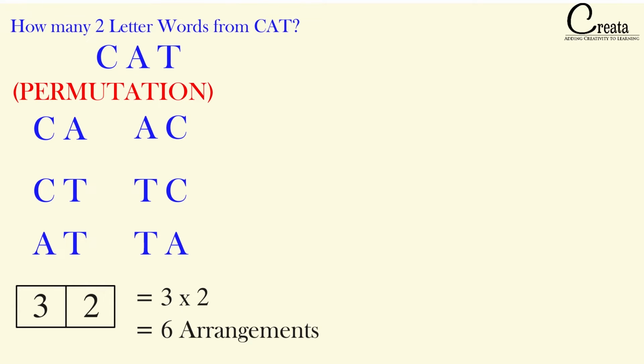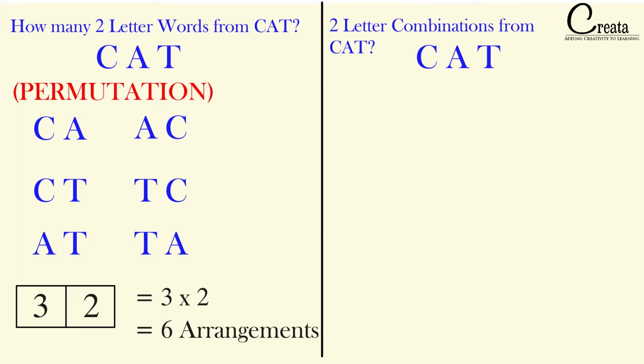Got it? Now let's slightly modify the question. Now the question is, what are the various 2-letter combinations we can form from the 3 letters C, A and T? Now the sequence of the letters does not matter. Combination means CA and AC are both the same. Here the sequence of the letters does not matter. Means CA or AC are both the same. We just have to make the combination. Similarly, CT and TC are the same, and AT and TA are the same.